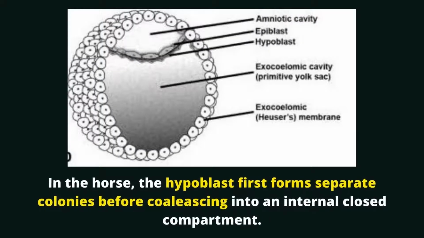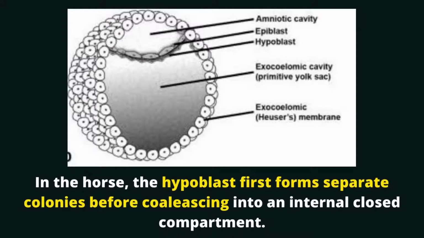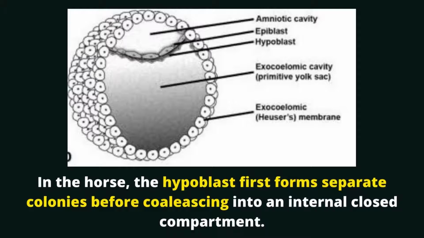In the horse, the hypoblast first forms separate colonies before coalescing into an internal closed compartment. We can see a border here. This is the hypoblast. In either case, a cavity referred to as the primitive yolk sac is formed. So, this is the primitive yolk sac.